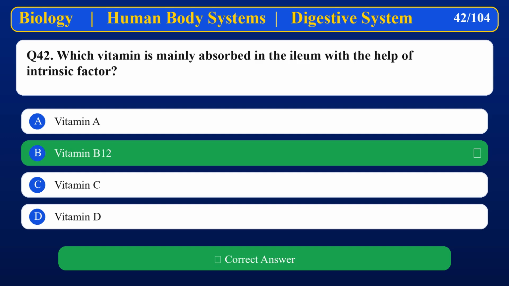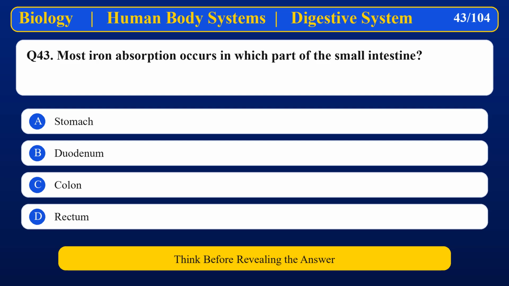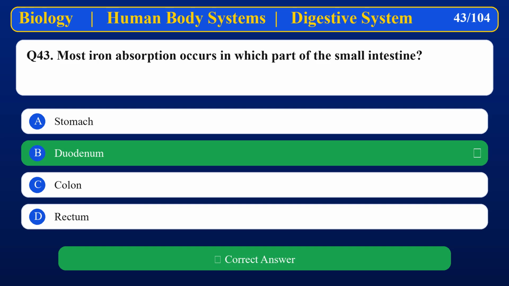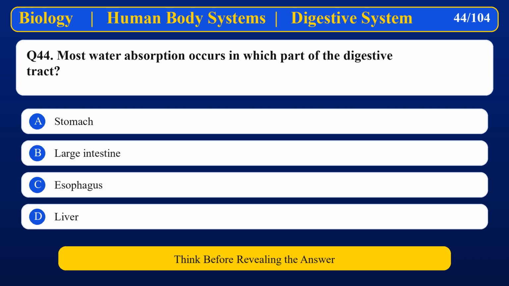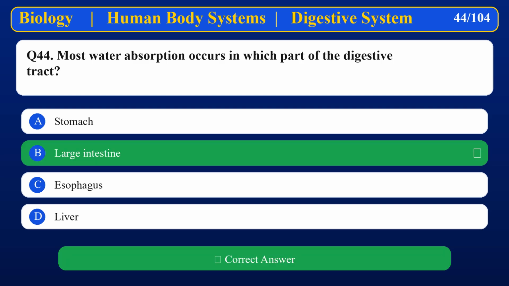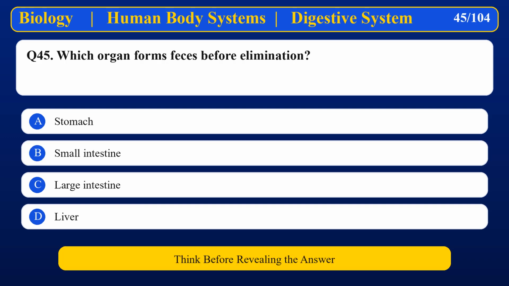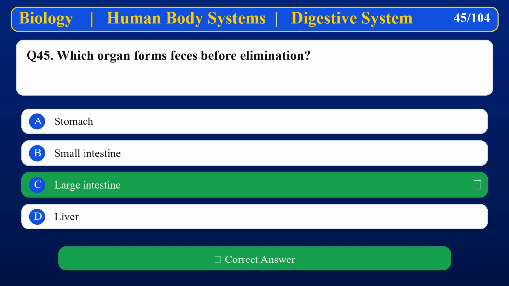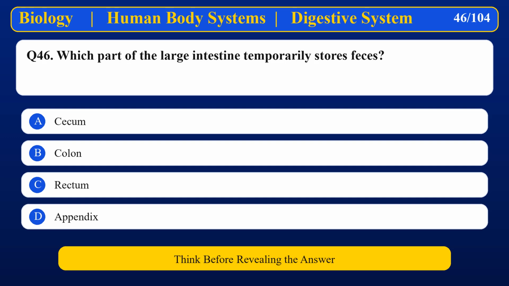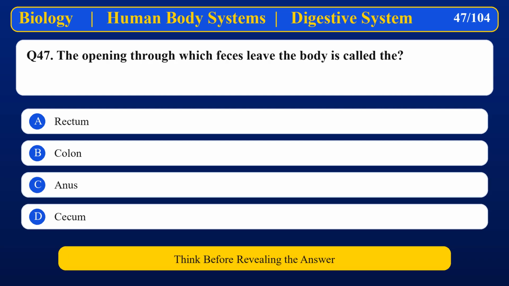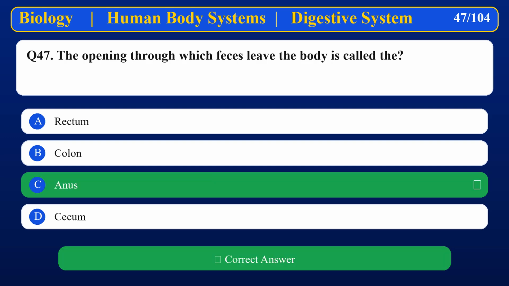Cholecystokinin. Which vitamin is mainly absorbed in the ileum with the help of intrinsic factor? Vitamin B12. Most iron absorption occurs in which part of the small intestine? Duodenum. Most water absorption occurs in which part of the digestive tract? Large intestine. Which organ forms feces before elimination? Large intestine. Which part of the large intestine temporarily stores feces? Rectum. The opening through which feces leave the body is called the anus.